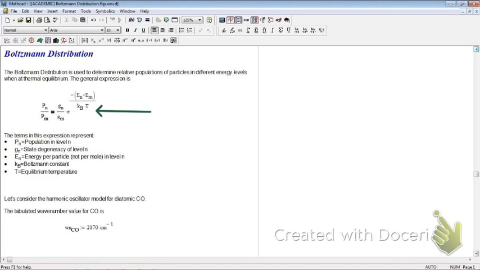The various terms in this equation: P represents the population of a particular energy level. The g's in this equation represent the degeneracy of levels, and we'll be talking about that later on. E represents the energy of the given different terms. k is the Boltzmann constant, and T is the corresponding temperature.